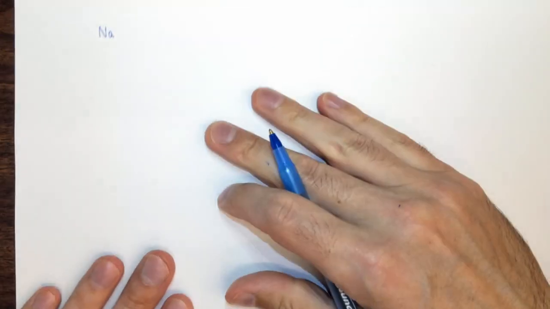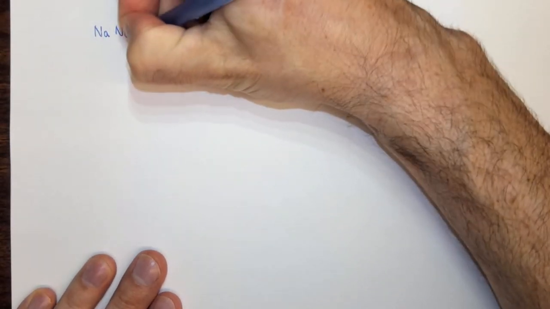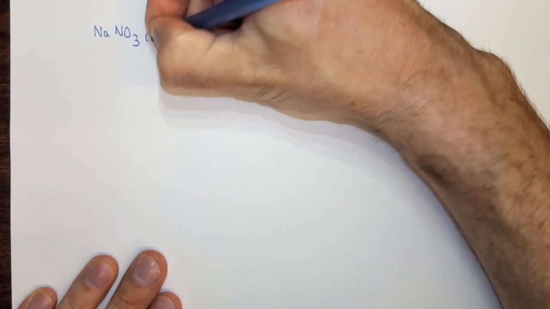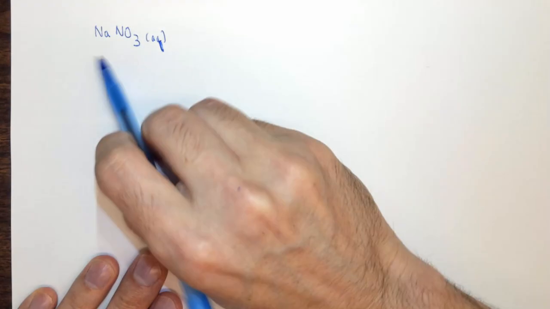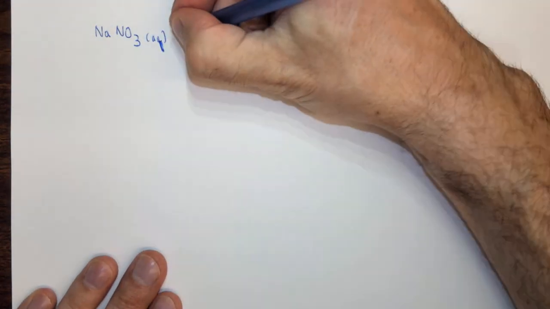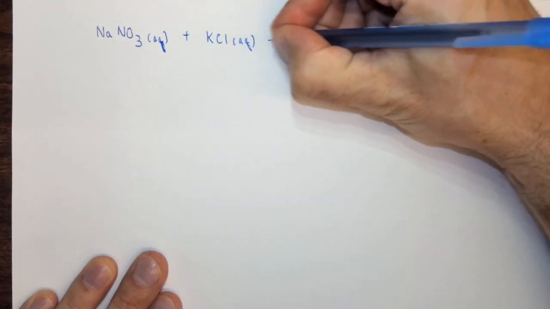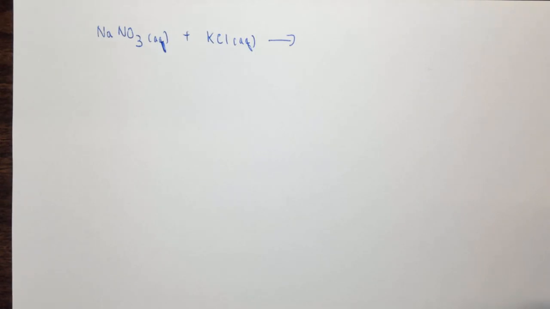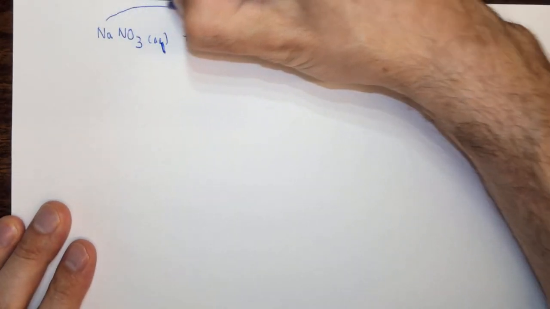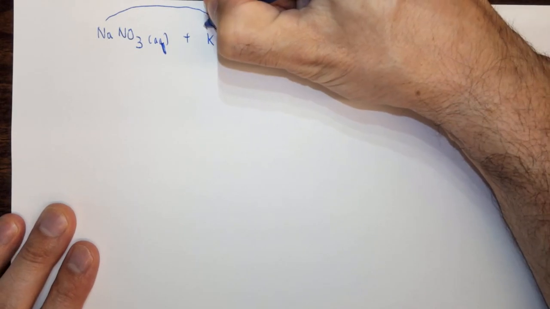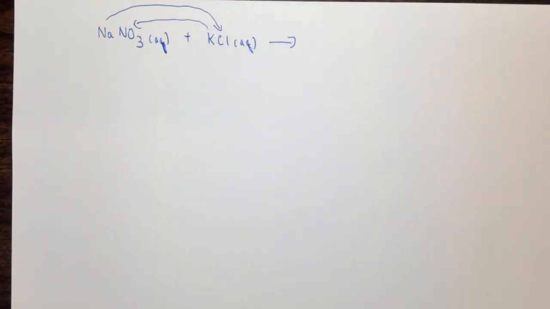Let's look at another example. In this case, let's look at NaNO3 aqueous, which is aqueous because both sodium and nitrates are always soluble, plus KCl aqueous. And we want to find the product of this reaction. In a double displacement reaction, the Na is potentially going to go with the Cl, and the K is potentially going to go with the NO3.